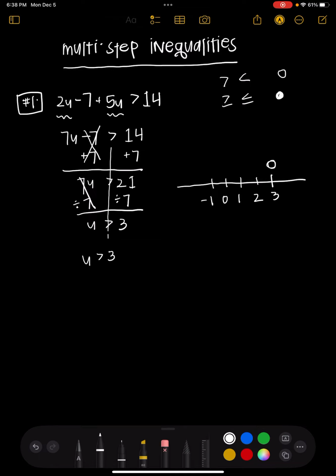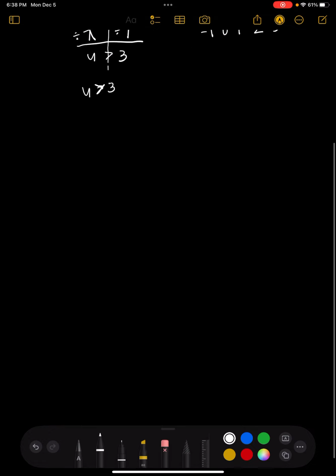And then because the variable is on the left side, the arrow points the way that the inequality sign points. The greater than sign points towards the right, so we're going to have an arrow that also points towards the right. And that's how we graph that. Okay, now let's go through the second example.